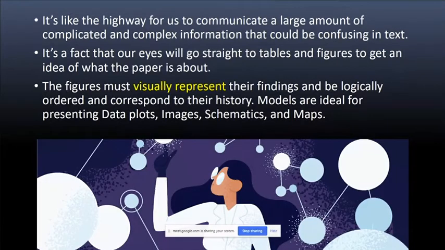Tables and figures, okay, are like the highway for us to communicate a large amount of complicated and complex information that can even confuse people when you write it in a paragraph. So it helps people to comprehend and to extract the information a lot faster. And as I said earlier, our eyes will go straight to the tables and figures to understand what your paragraph is about.